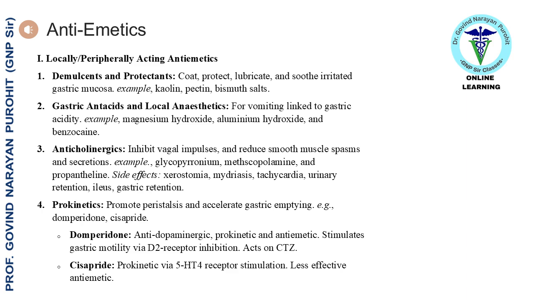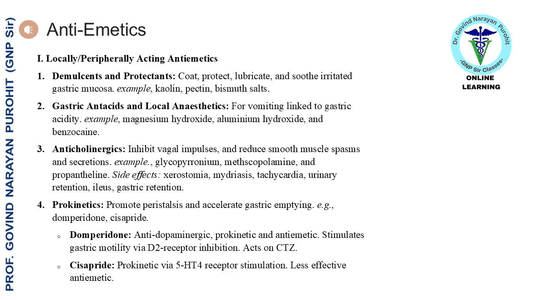Anticholinergics inhibit vagal impulses and reduce smooth muscle spasms and secretions. Example: glycopyrronium, methscopolamine, and propantheline. Side effects: xerostomia, mydriasis, tachycardia, urinary retention, ileus, gastric retention. Prokinetics promote peristalsis and accelerate gastric emptying. E.g., domperidone, cisapride. Domperidone, antidopaminergic, prokinetic and antiemetic. Stimulates gastric motility via D2 receptor inhibition. Acts on CTZ. Cisapride, prokinetic via 5-HT4 receptor stimulation.